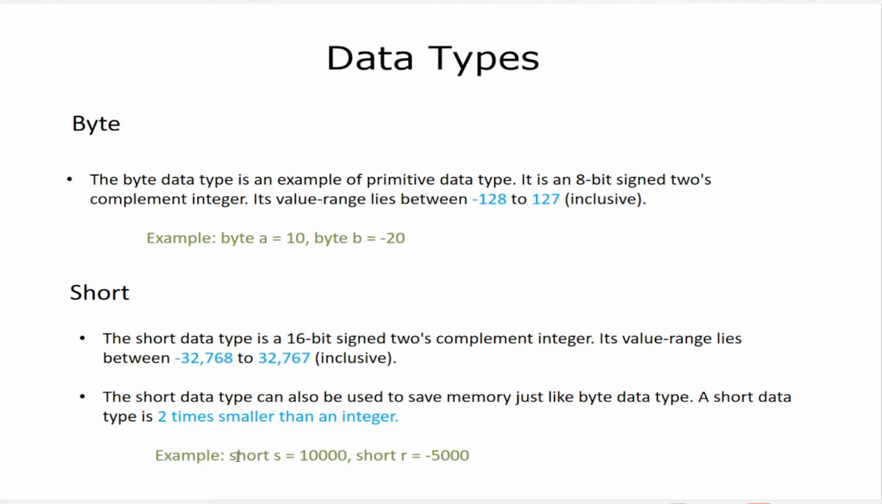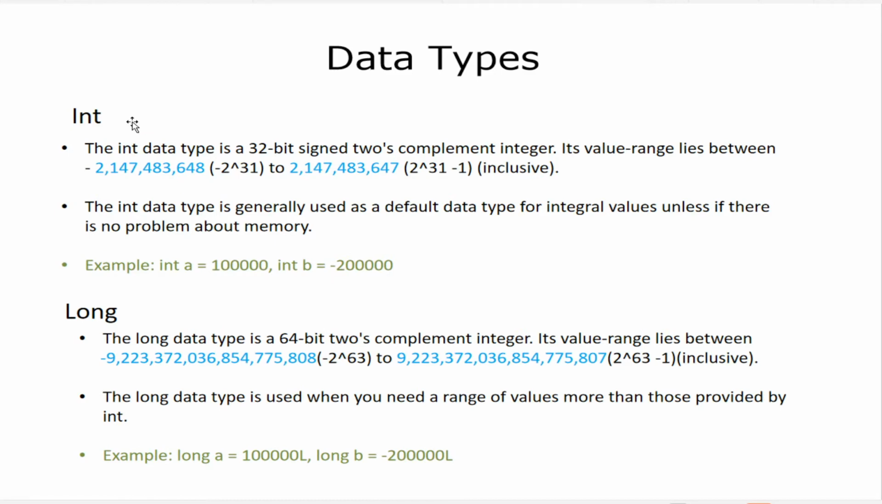So for example here, you want to declare short as equals 10,000. So the range is larger than byte. This is an extra information here you can know. A short data type is 2 times smaller than integer. Basically, when it is stored in the memory, it is smaller than integer. So we don't normally use these two, byte and short. We don't normally use them because we have another better one, which is integer.